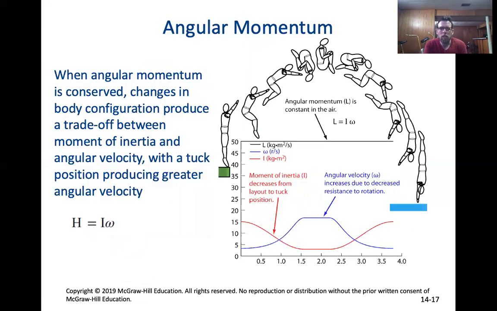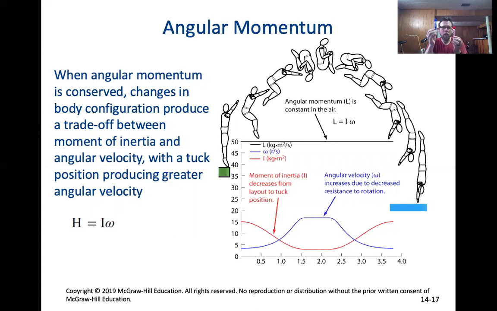So why don't we look at somebody spinning in the air? This is actually a really good example, I like it. When angular momentum is conserved, changes in body configuration produce a trade-off. So it's a trade-off, that's what I was saying earlier. Okay, so again, if my green marker is moment of inertia, let's do what's on the screen here.